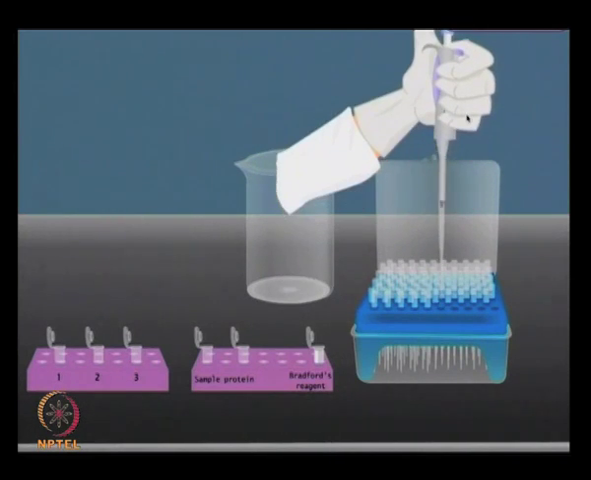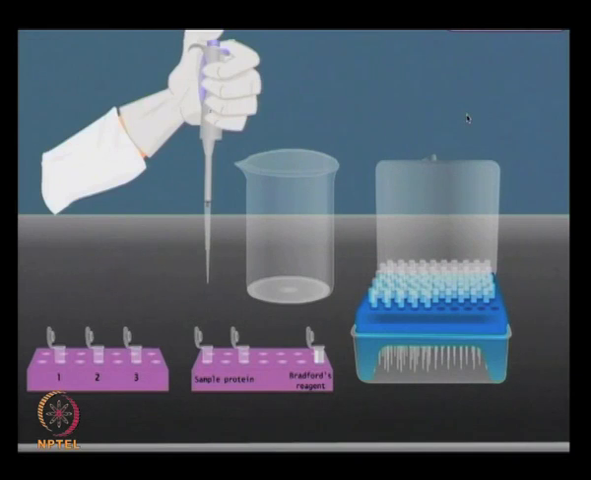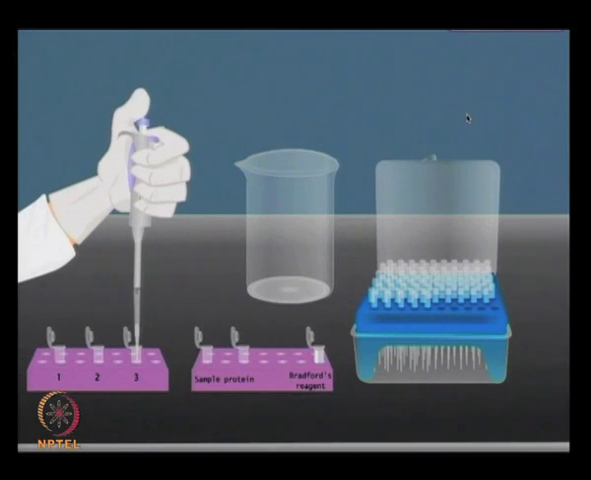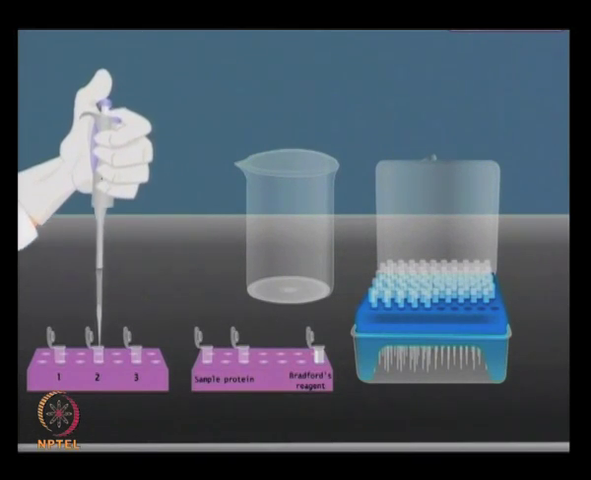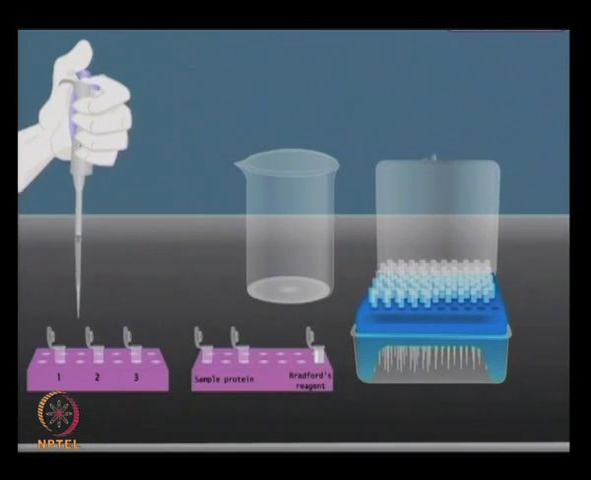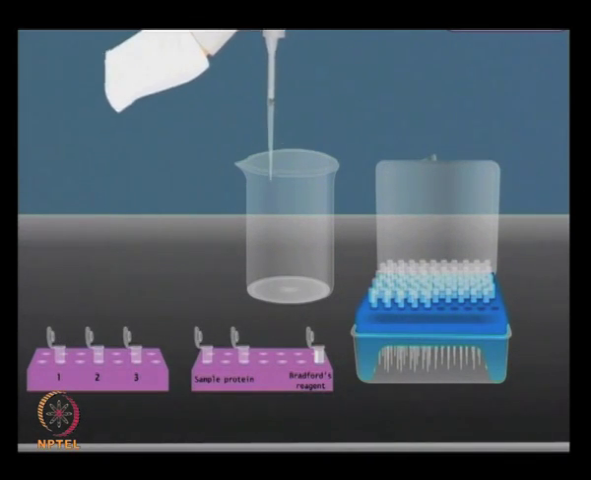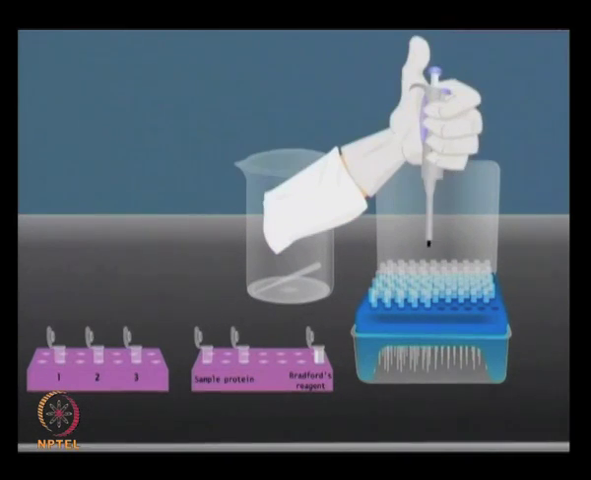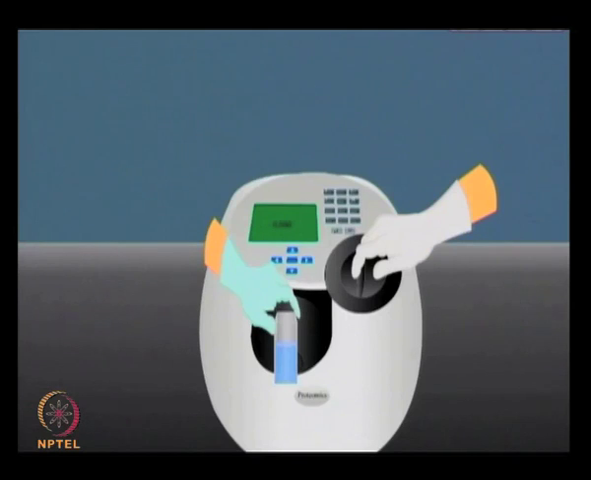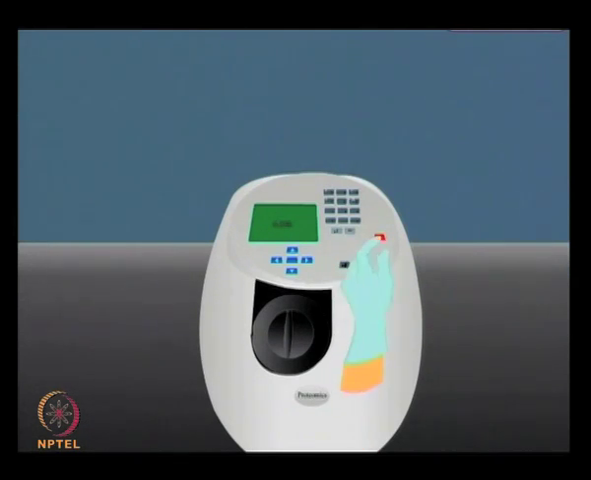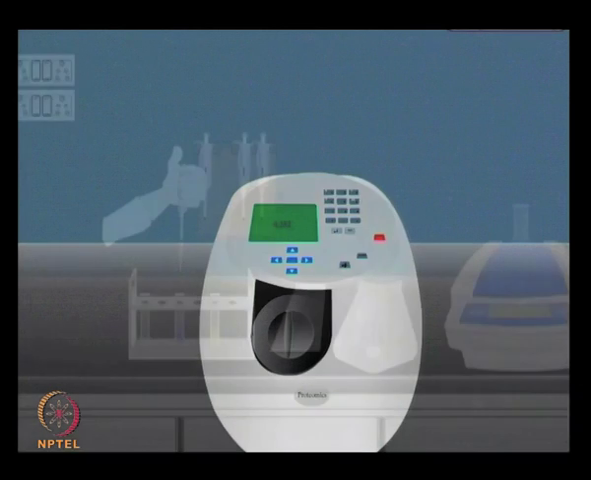So, prepare the Bradford dye reagent and label the tube suitably for the standard and test samples. Add the standard and sample solutions to their respective tubes. Now, add the Bradford color reagent to the tubes and mix them thoroughly. Once the color reaction has occurred, then perform the absorbance measurement at 595 nanometer.